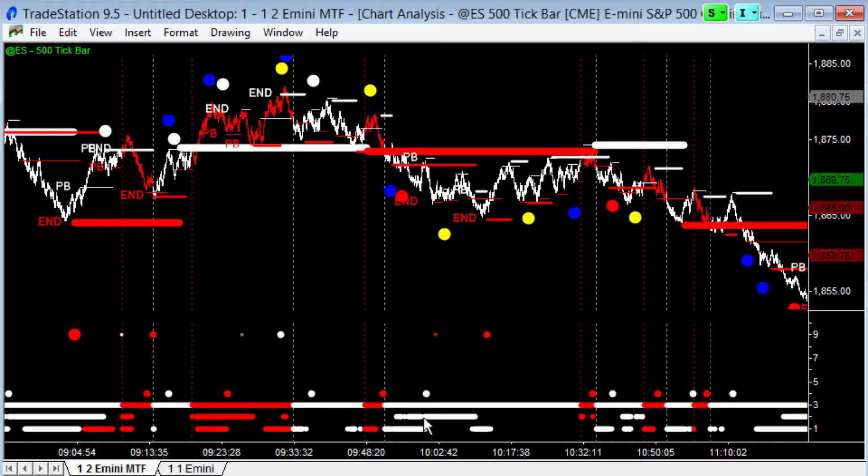And we get confirmation that we really do have a break to the downside when we start to break two time frames at the same time, and we get a strong move to the downside. We have a little bit of a rest after that, and then we continue down again.